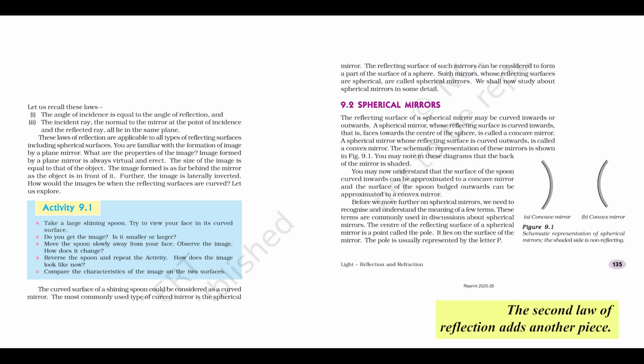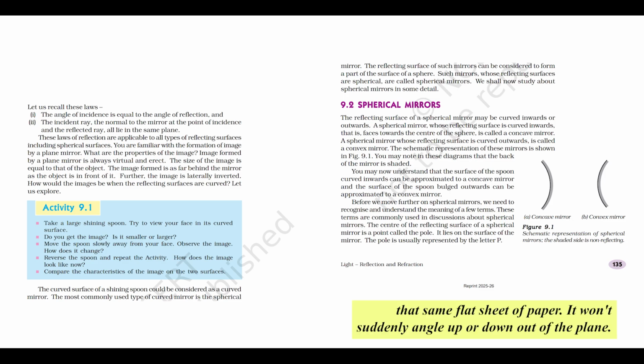The second law of reflection adds another piece. It states that the incident ray, the normal to the mirror at the point of incidence, and the reflected ray all lie in the same plane. Same plane. What does that mean exactly? Imagine a flat sheet of paper representing the plane. If the incident ray comes in along that sheet, and the normal also lies on that sheet, then the reflected ray will also travel out along that same flat sheet of paper. It won't suddenly angle up or down out of the plane.